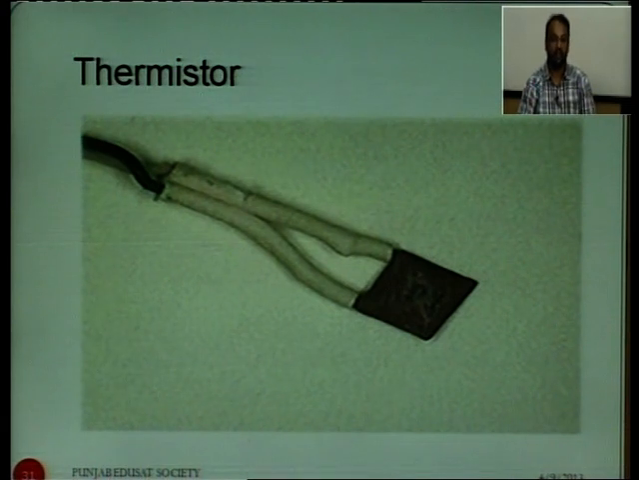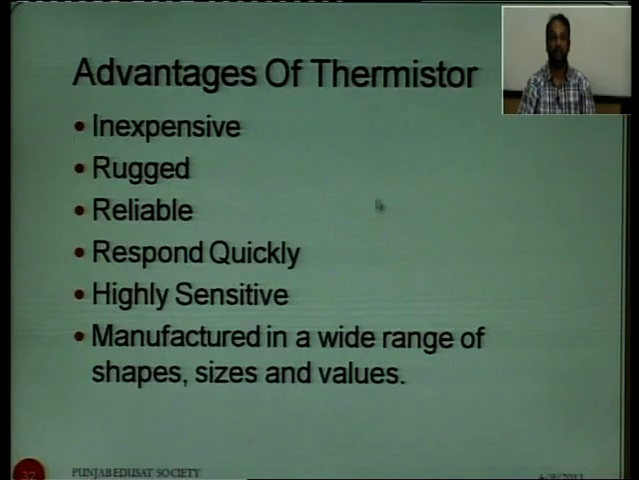This is a diagram of a thermistor. There are two terminals. Due to the temperature, its resistance varies. So, the wire is used to convert this resistance into an electrical quantity in proportion to the temperature. Advantages of thermistors are: they are inexpensive, their cost is very low, rugged, mechanically strong, reliable, respond quickly, highly sensitive, and they are manufactured in a wide range of shapes, sizes and values.